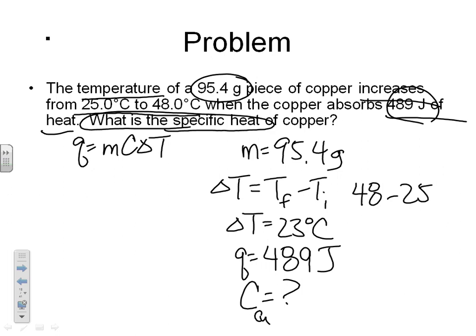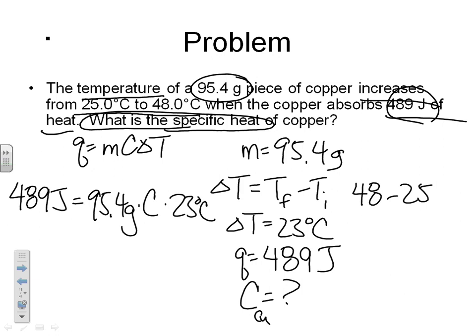So 489 joules of heat were exchanged. That was the Q value. The mass of the copper was 95.4 grams. Specific heat is what we're looking for. Delta T, temperature changed by 23 degrees Celsius. You want to be careful when you're multiplying and dividing here. Make sure you do this stepwise. Try to write down some intermediate numbers. Don't necessarily try to do this all at once. When you solve this, you should get a C value. The little Cu means copper, so I'm just indicating that we're looking for the specific heat of copper rather than the water. You get a value of 0.223.